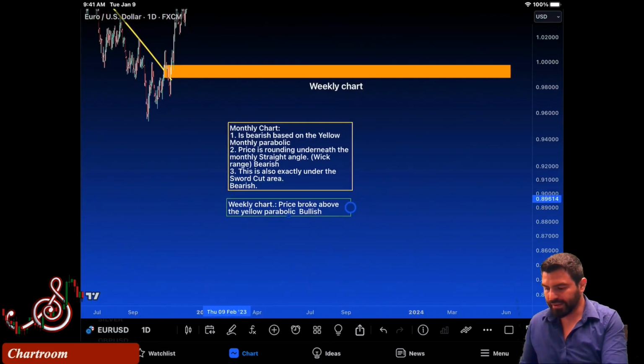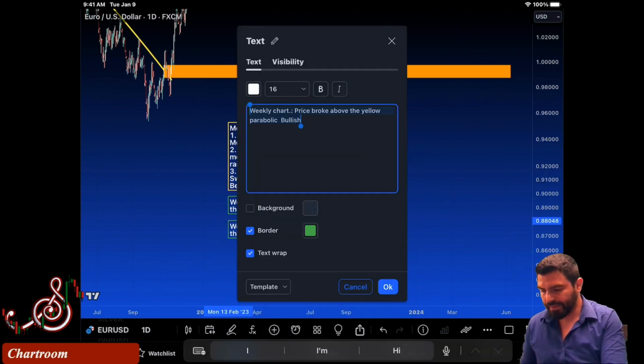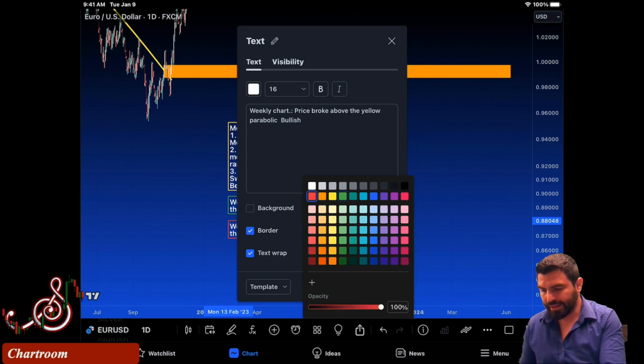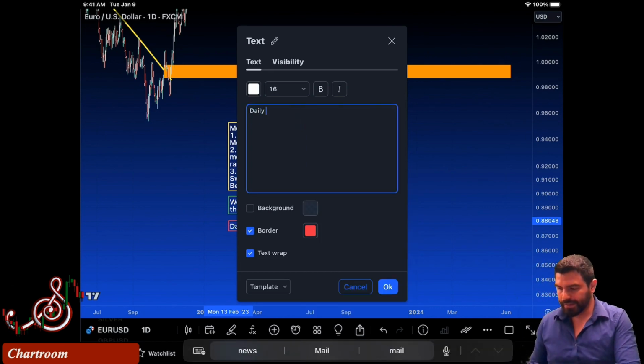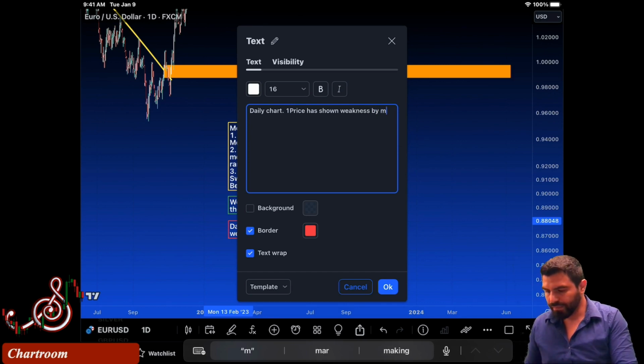Okay, so let's do another one. Weekly chart. Let's clone this out, and we'll make this one red. Going to change the border to red, and we're going to put daily chart. Price has shown weakness. Okay, number one. There's really only one that I see. Price has shown weakness by moving into, I shouldn't say that yet, because there's not enough structure here on the daily chart. Price has shown weakness by entering weak territory.